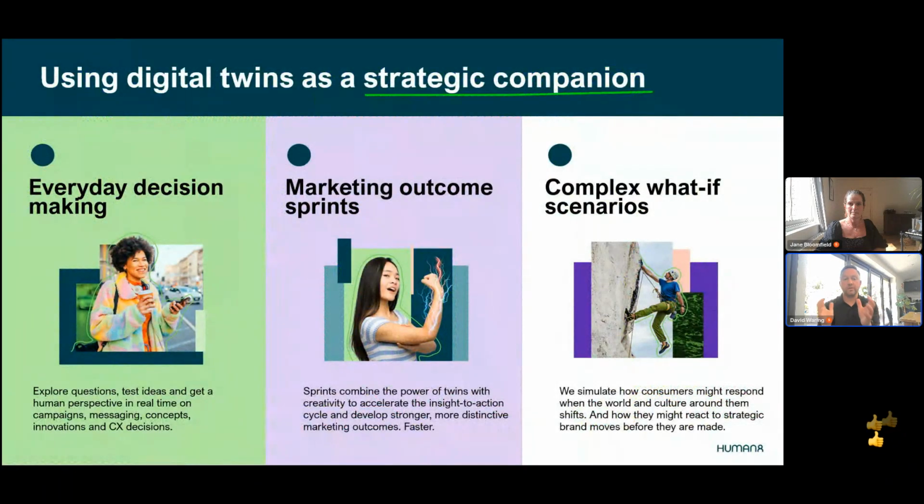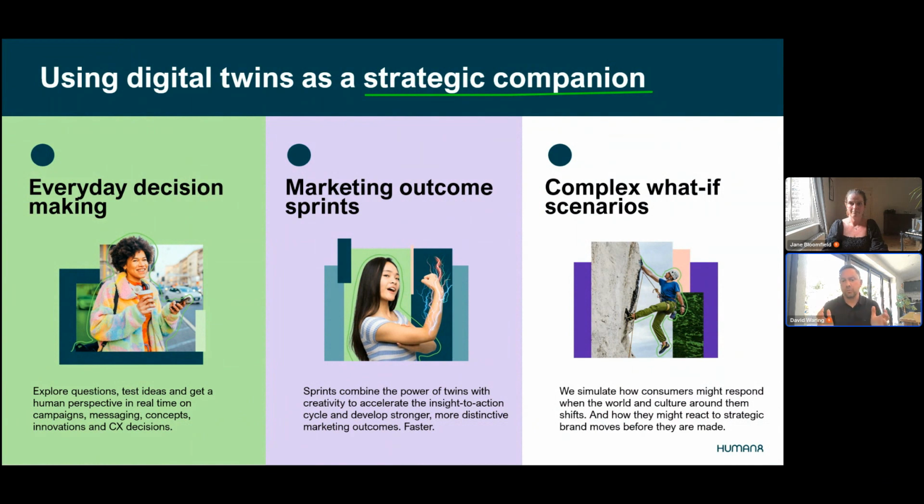So using twins as a strategic companion. I'm going to highlight a few different ways we could use them, but the application of twins is really vast, and you can use it for other areas like closeness. There's a huge myriad of ways we could use twins. So initially, everyday decision making. So that was the type of examples I was giving you earlier. So explore questions, test ideas, and get a human perspective in real time on campaigns and messaging and concepts.